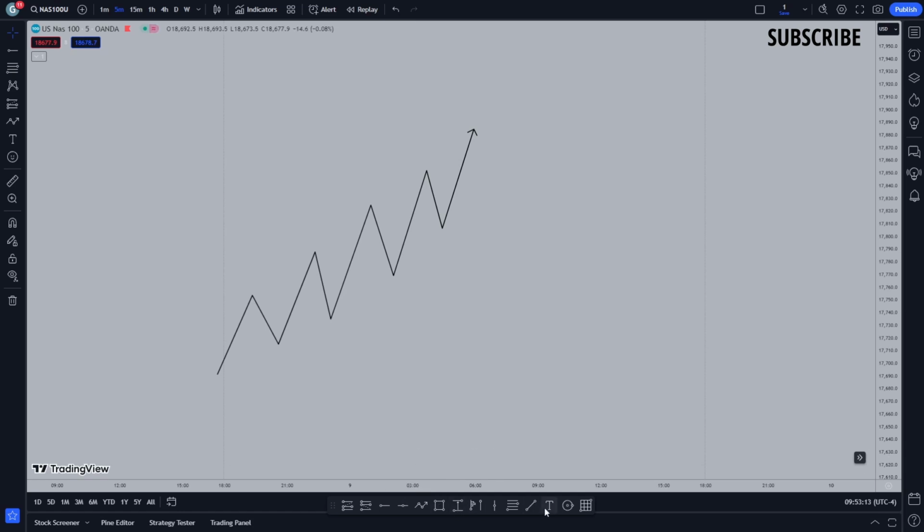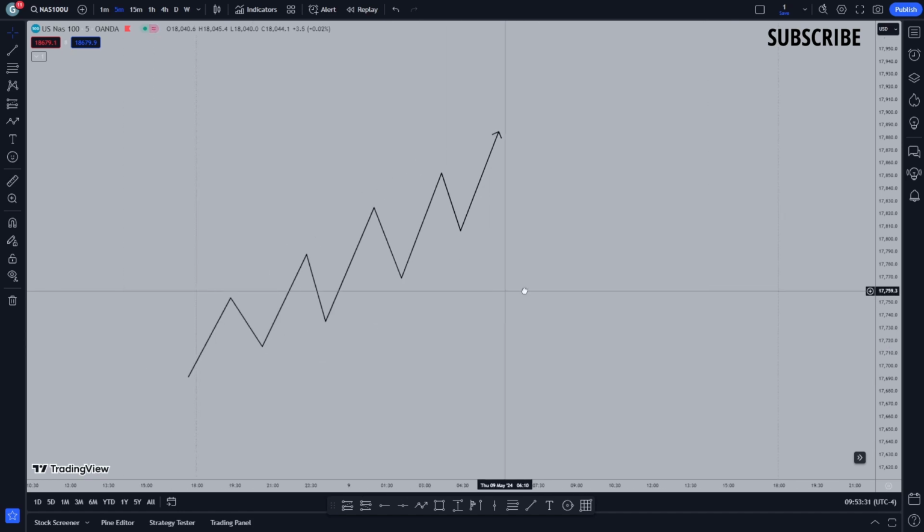Whenever price breaks this, it will be called a break of structure, and this will also be called a break of structure. So with a break of structure, the higher highs and higher lows will be formed. So this is a normal structure in the market, the first one.